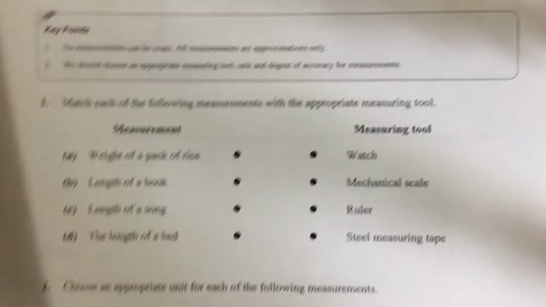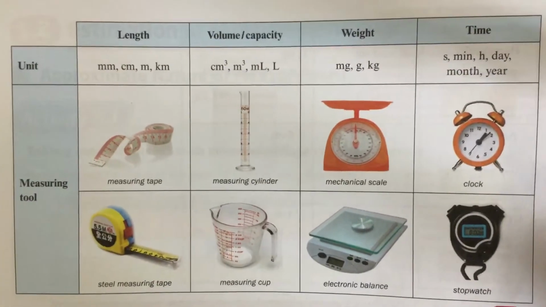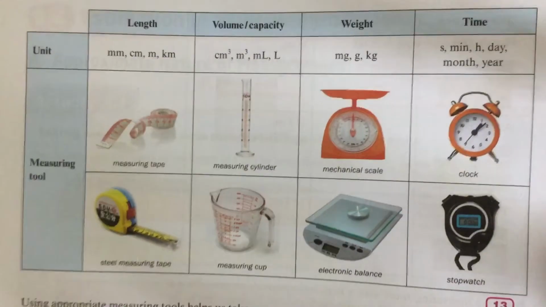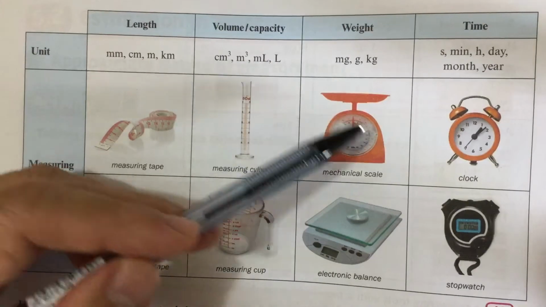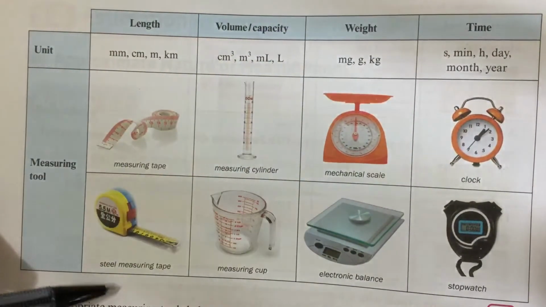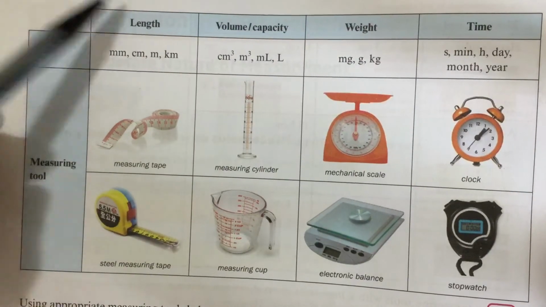So let me have a look at this in your textbook. If you really want to find this picture, you can turn to page 5.22. The second one is called the mechanical scale. It's this one in ball, and it's used to measure the weight. And the steel measuring tape is something like this. So that is to measure the length. So obviously, we can do some questions immediately.